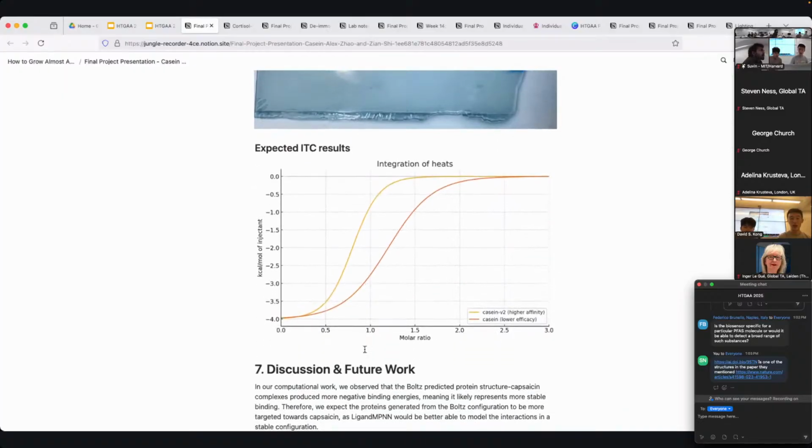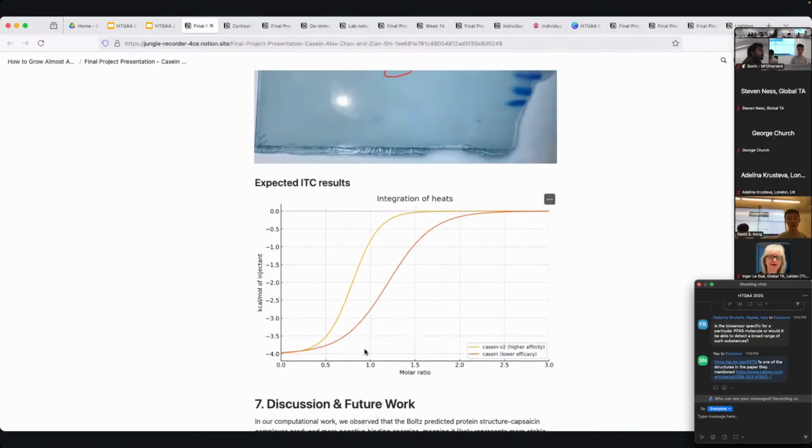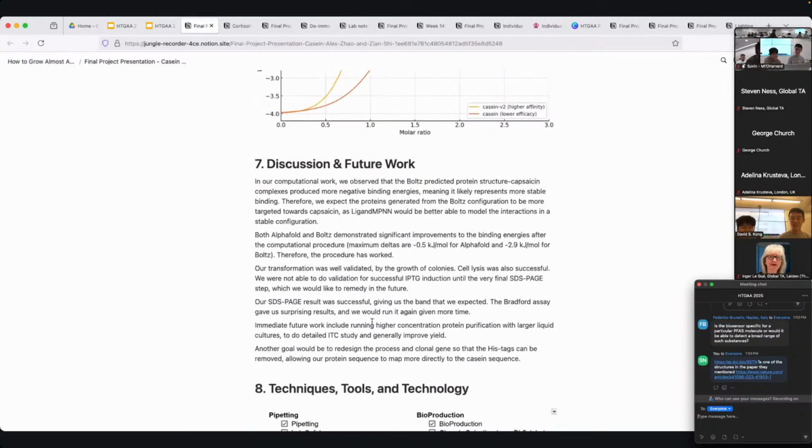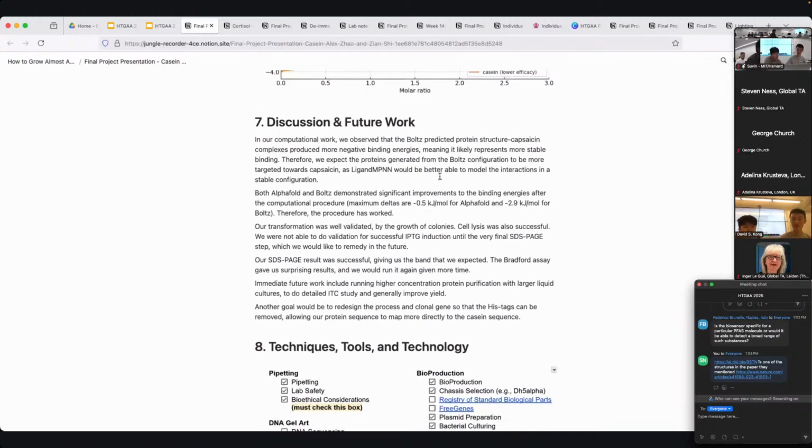We didn't get to do this part, which is the measurement of the ITC. ITC helps us verify that our protein has a high binding affinity to capsaicin. That requires some special equipment, which we will hopefully get access to this week. So this is theoretical, plus discussion and future work.